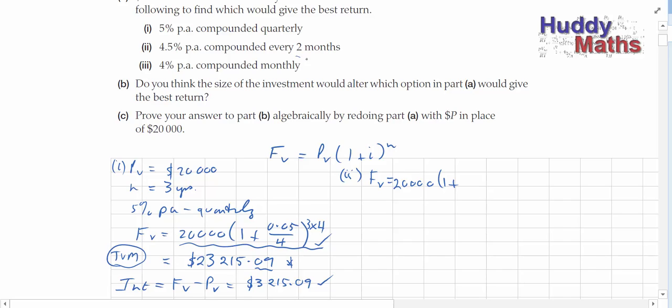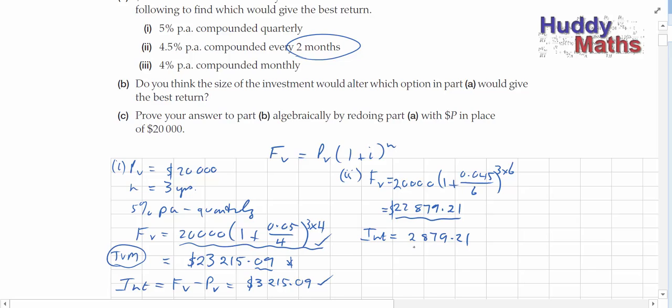Every 2 months goes up here is 6 times a year, so this is 0.045 divided by 6, and then in 3 years it's 3 by 6 is 18. And if you put that on the calculator, this comes to $22,879.21. Okay, so the interest again is the future value minus the present value, so it's $2,879.21. Money is always to the nearest cent, so just watch that. Okay, so that is, again, 1 mark for that and 1 mark for that.